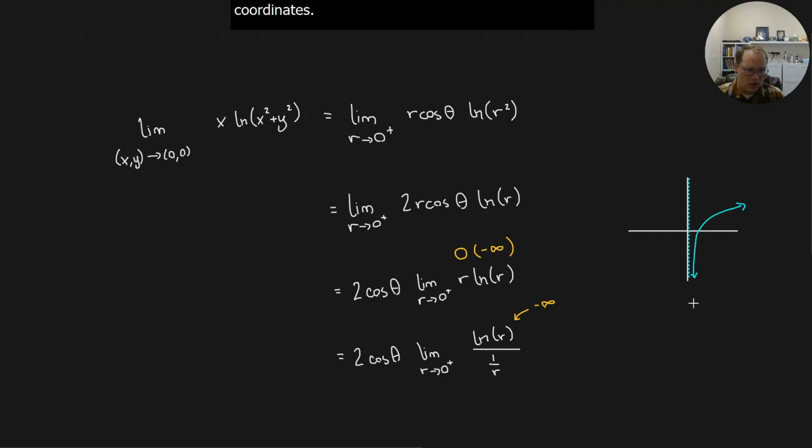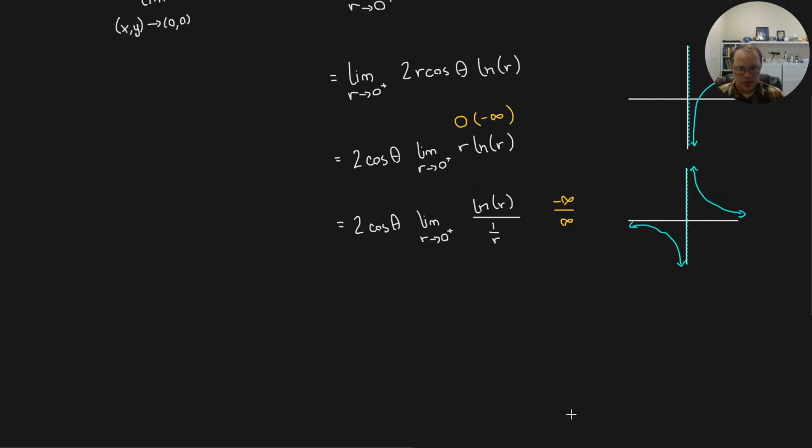And 1 over r, this is natural log of r. Let's draw 1 over r also. Okay, as r approaches 0 from the right, 1 over r goes to positive infinity. And so we get negative infinity over infinity, if we just plug in blindly. That's a L'Hopital indeterminate form. It means I can use L'Hopital's rule. So let's use L'Hopital's rule on that limit.